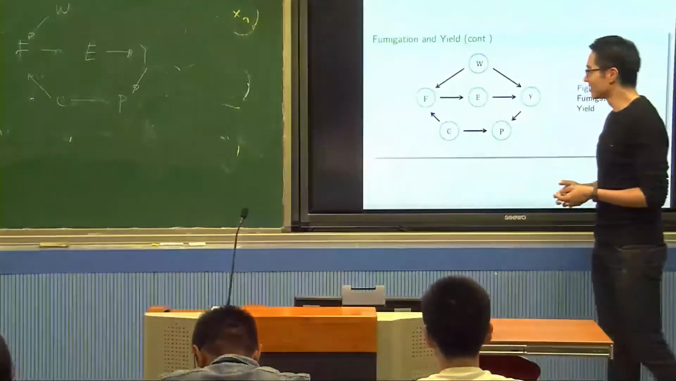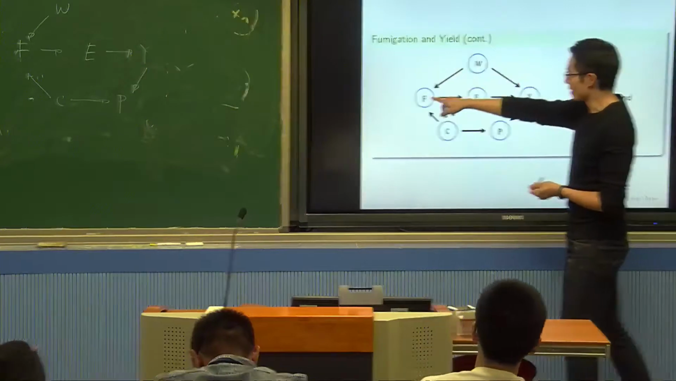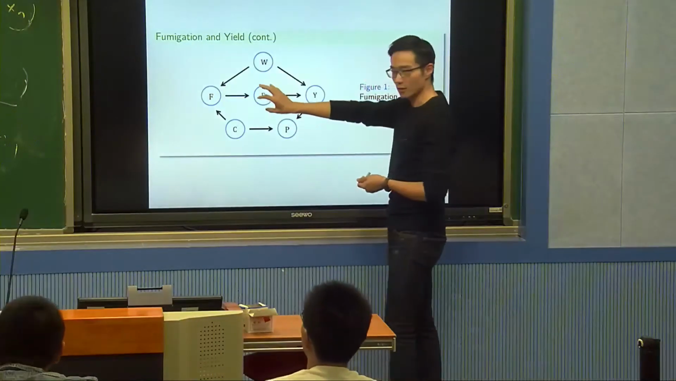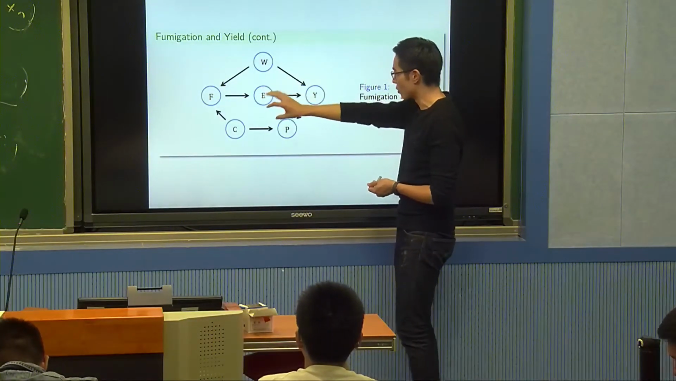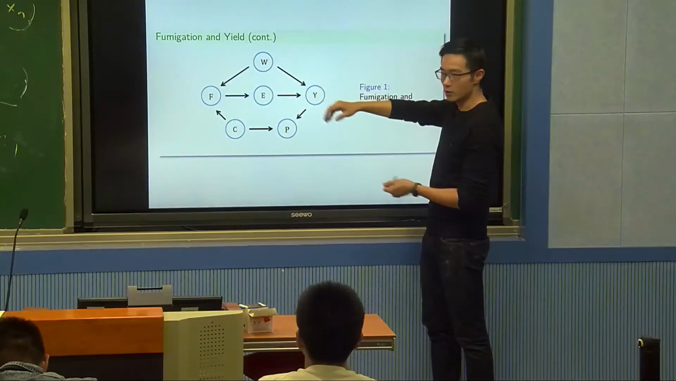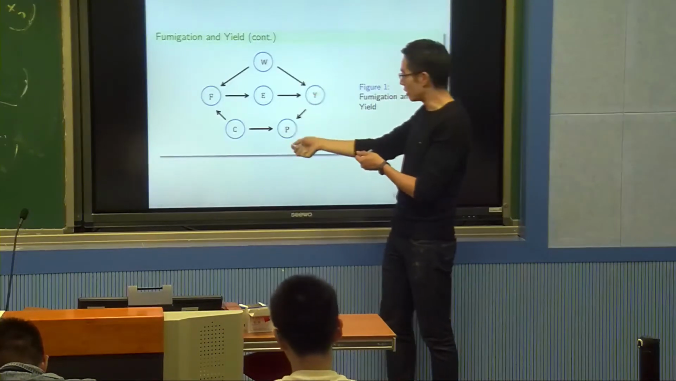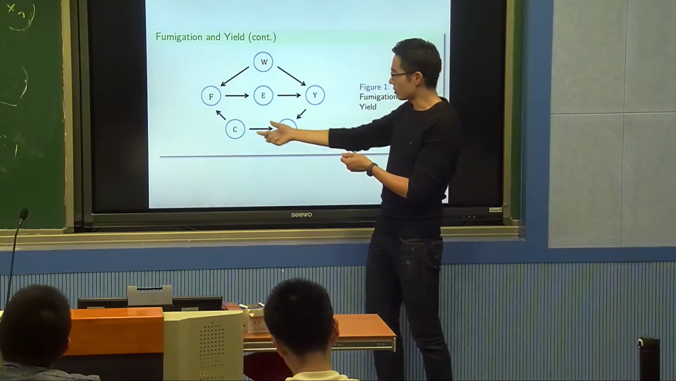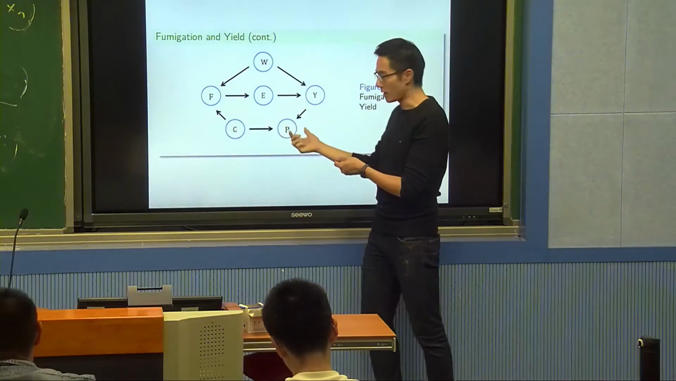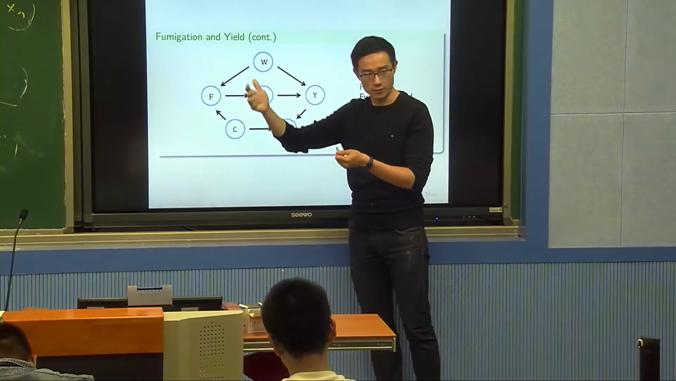There's a better drawing, right? So weather affects fumigation. Fumigation affects the worms. How many worms affect the yield? So the yield is a supply curve. So the supply will affect the price, but also the cost will affect the price, right? The cost also affects whether people use the fumigation.